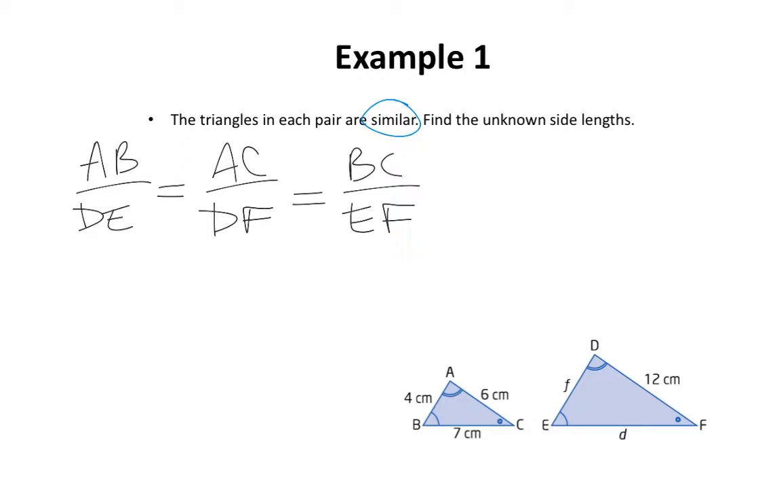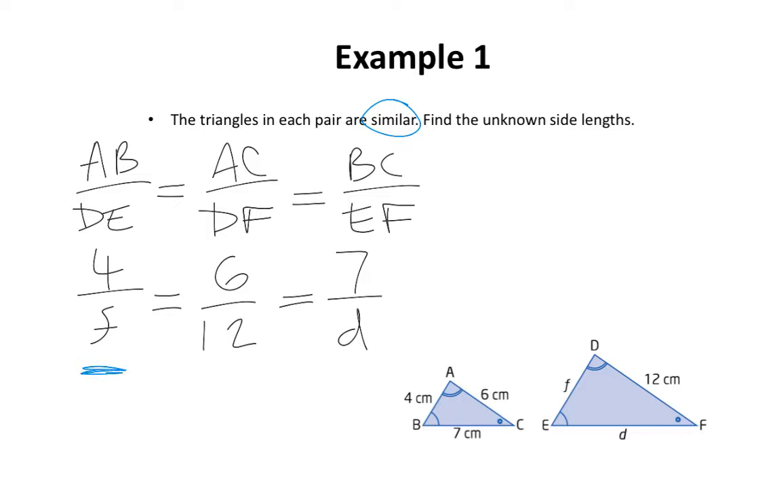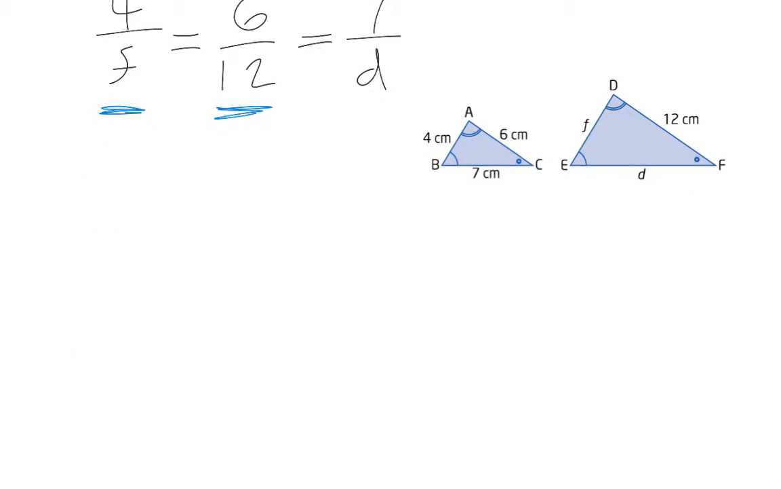Once you have this set up, all you need to do is just substitute in your values. We know the length of AB is 4. DE is the variable f. AC is 6. DF is 12. BC is 7. And EF is d. Let's first try to figure out the value of f. So I'm going to be using this ratio as well as that ratio. Okay, so let's do the work down here.